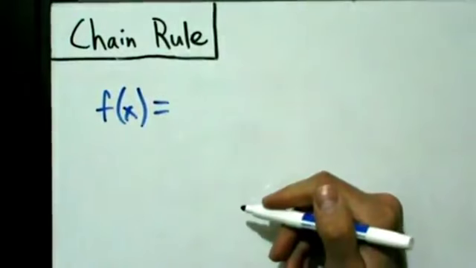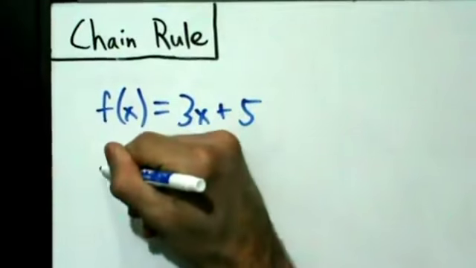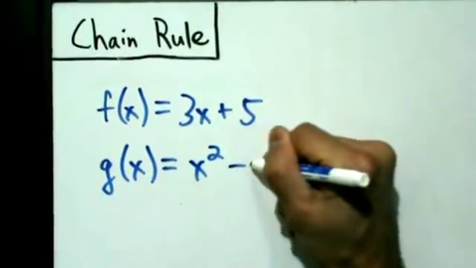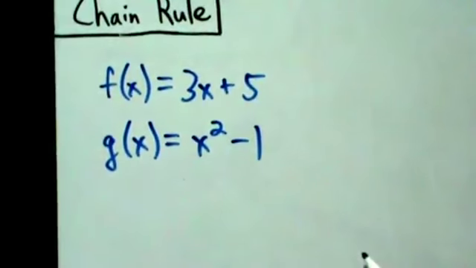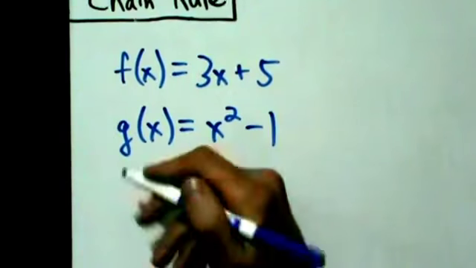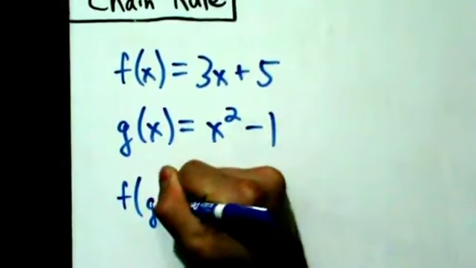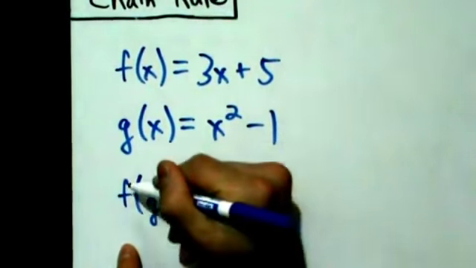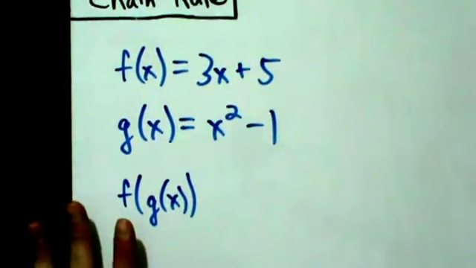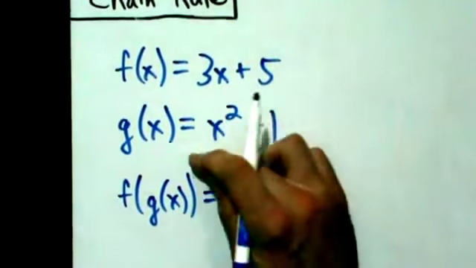Let's start out with f of x equals 3x plus 5 and g of x equals x squared minus 1. Alright, so let's say we want to find the derivative of the composition f of g of x. We haven't said what the chain rule is, so we can't use it, but before we do that, let's just go ahead and do this directly.